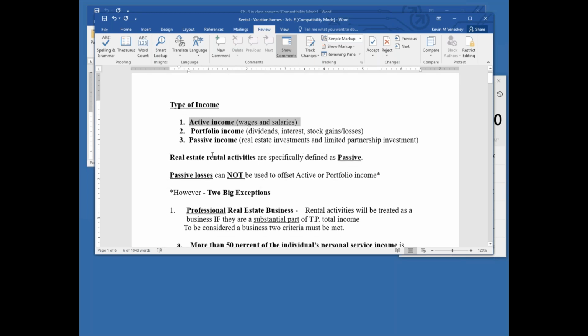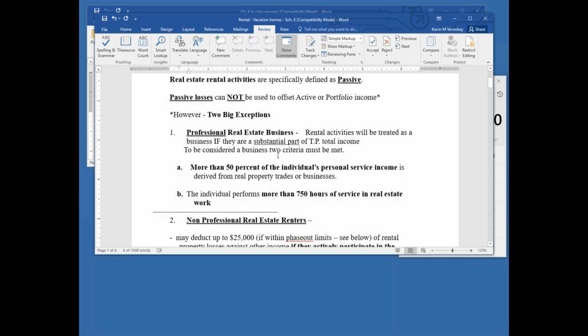Now with passive, typically you cannot have a net loss. If you do, you can't take it against other types of income, the active or portfolio. You can only take the losses against each other. So if you have two rental properties, one was an income and one was a loss, then you could offset those. Otherwise, you could not have, say, a negative $4,000 on your tax return for your rental property, because then you would be taking that $4,000 against regular income.